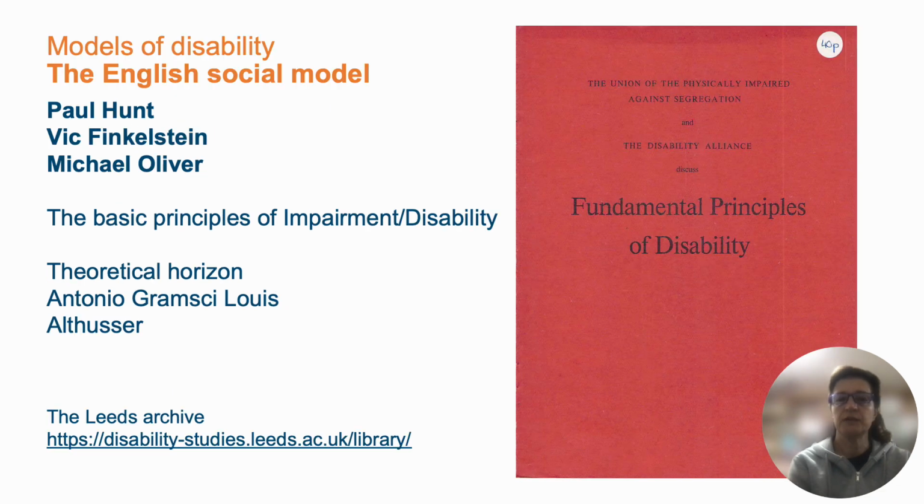Paul Hunt, Vic Finkelstein, and Michael Oliver contributed to the English social model of disability, which argues that disability is imposed by societal barriers. This model emphasized that the problem lies not with the individual's impairment, but with the way society is organized to exclude disabled people.